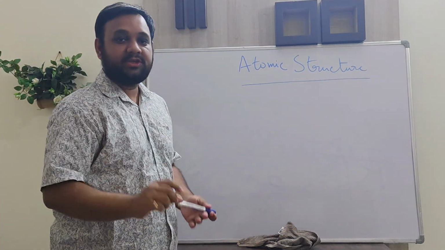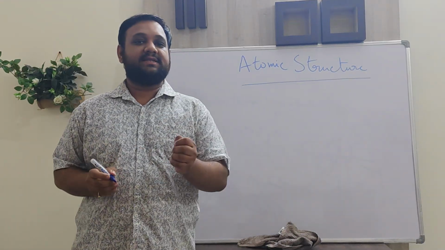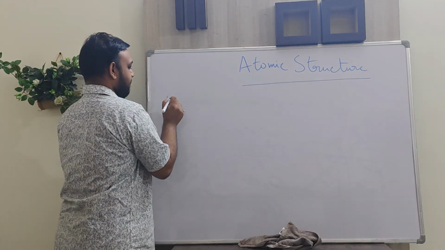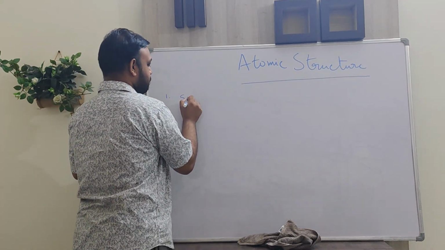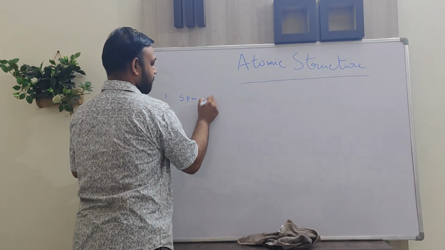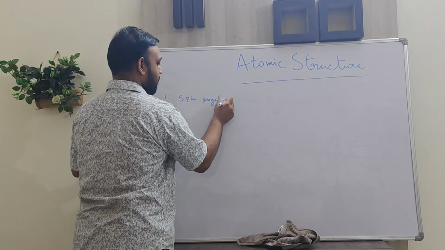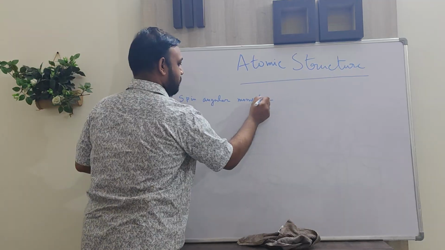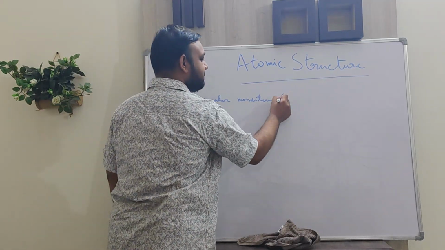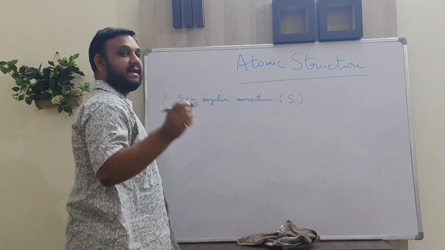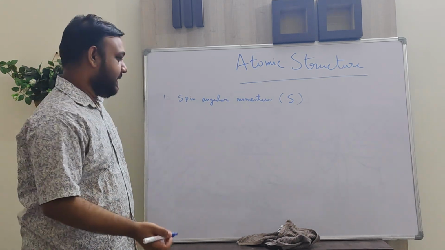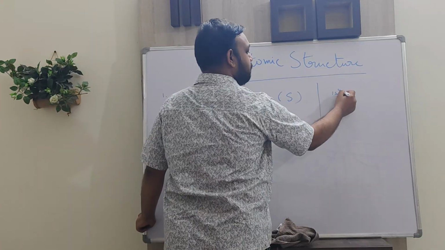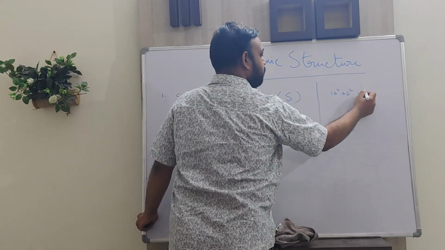Here in the term symbol, we need to understand three different things. One is spin angular momentum. Spin angular momentum is represented as capital S. Let's take the example of the oxygen atom. We know the electronic configuration is 1s2, 2s2, 2p4.